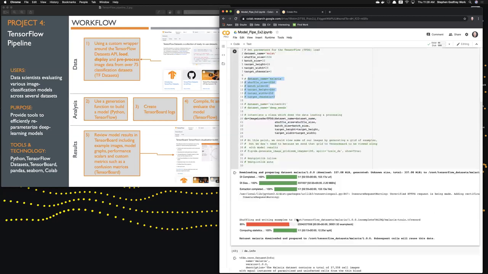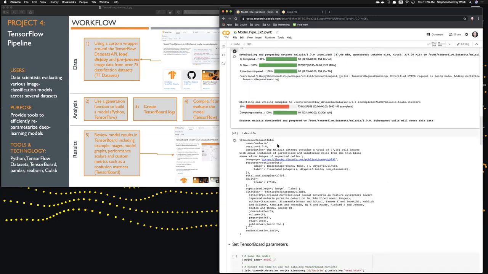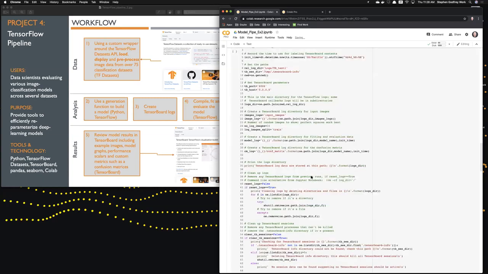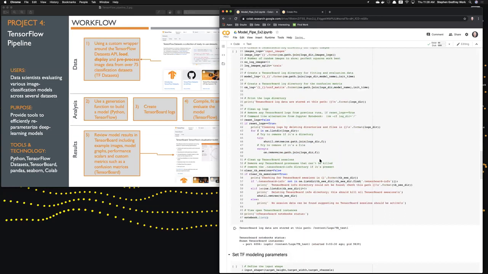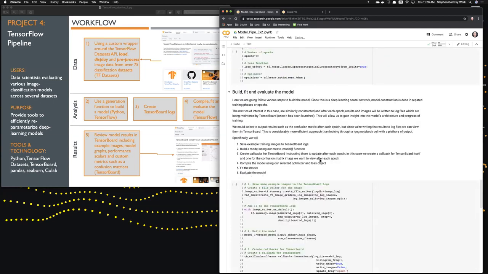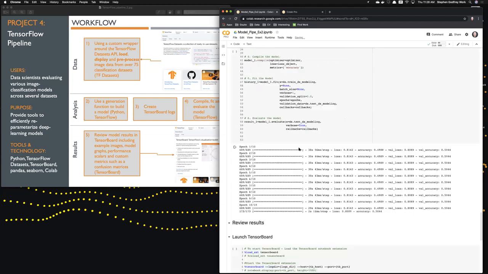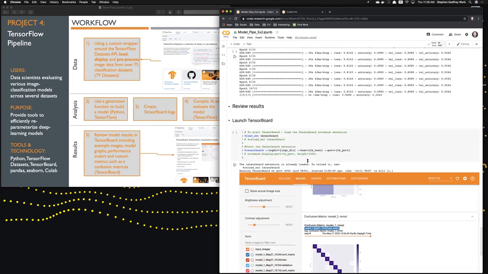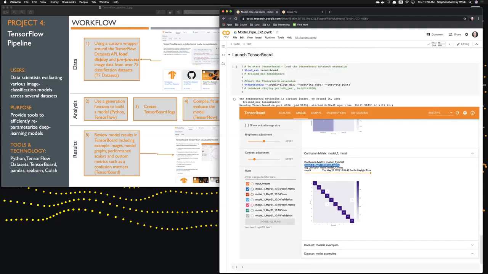What it does is it downloads the data. There's a whole bunch of information that you can extract about the data. So here's an example of this particular data set and some of the information that's provided when you download it. And then it creates some logs for the TensorBoard. It then runs through the modeling steps, just as we've done in class, and then it outputs stuff to this framework here, which is the TensorBoard.